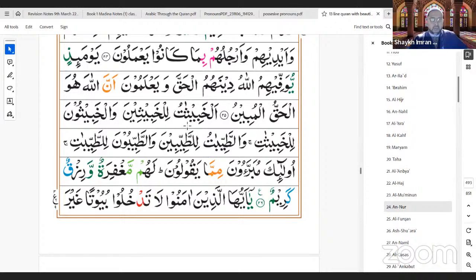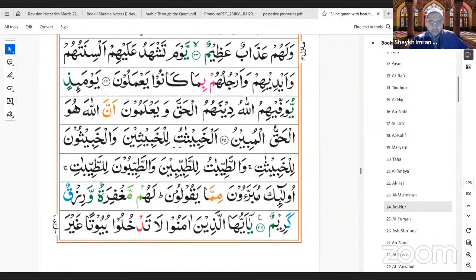Excellent. Jazakallah. Now, in this ayat, it says al-khabithatu lil-khabithina. Over here, al-khabithatu is an evil female person, for evil male individuals. Now I am going to ask questions. I'm not going to answer them. Just put questions in your mind, so that when I teach you, you'll remember these questions and you'll get the answers.